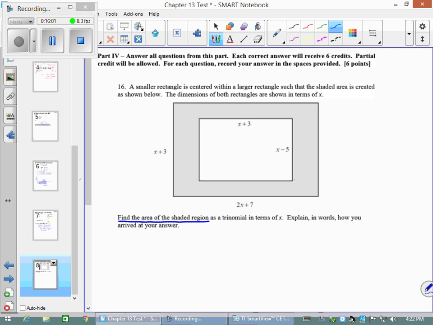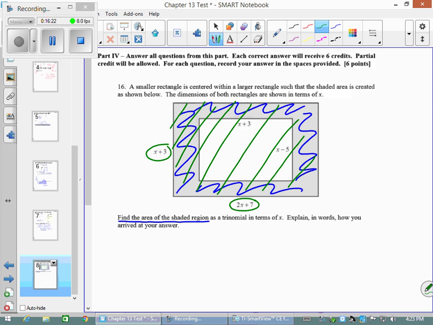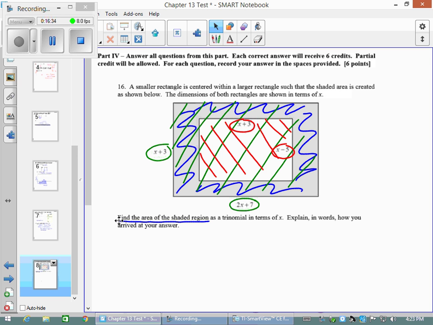So just in general, how we would find the area of this shaded region, I would start out by first finding the area of the larger rectangle, which we can find by taking 2x plus 7 times x plus 3. And then I would need to find the area of the smaller rectangle, which I could find by taking x plus 3 times x minus 5. If I subtract what I just drew in red away from what we had in green, I'll be left with what's in the shaded area in blue.